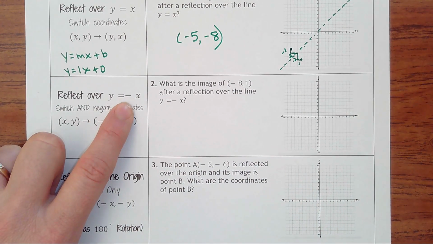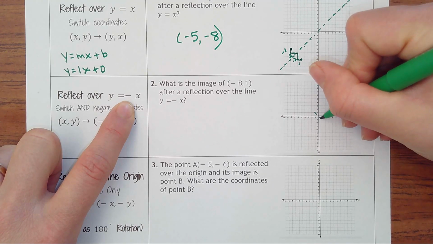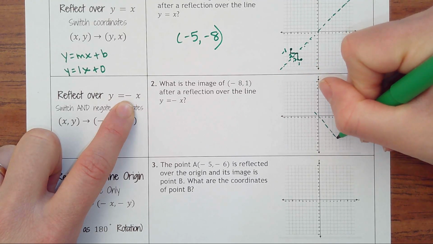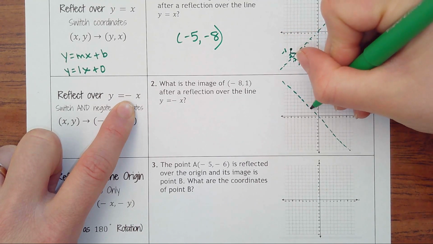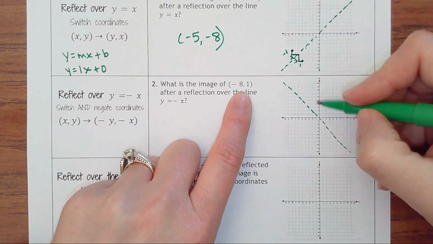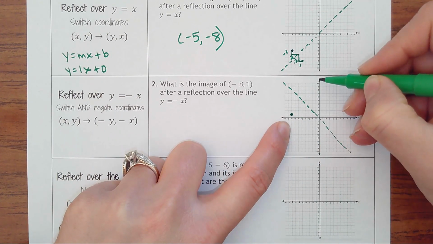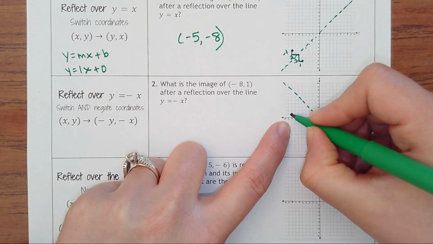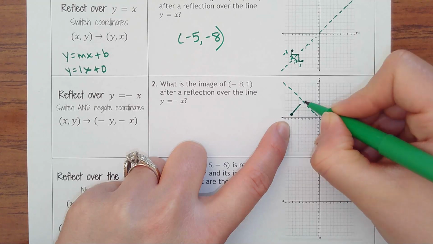Okay, the next one is reflecting over y equals -x. So that is the same as y equals -1x plus 0. So it would go this way instead, because you're going down a box, right a box. So something like that. Our point now is at -8, 1. So if I wanted to reflect here, I could count, so the same as what we did here, I could count the diagonal.